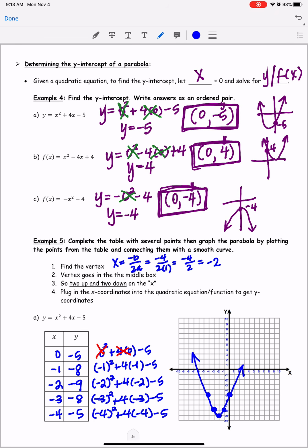All right, if you need to rewatch this example, please do so. We have 2 more like this, and I am going to go a little bit quicker through them. So if you need something a little bit slower, rewatch this example because we're going to go through these a little bit quicker.